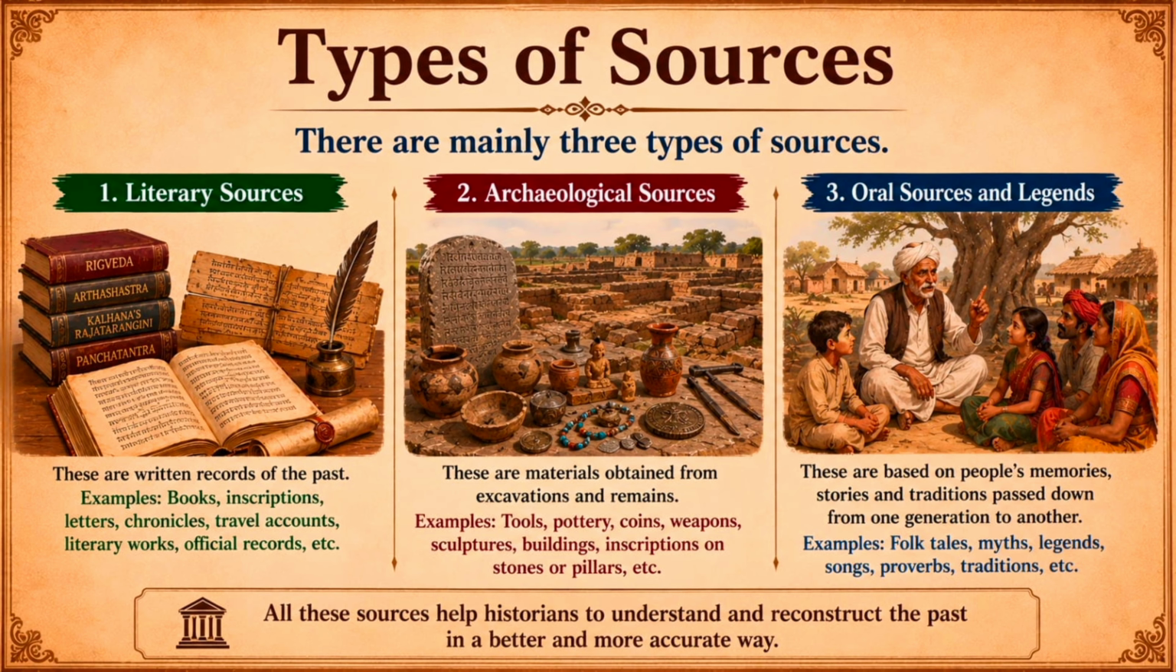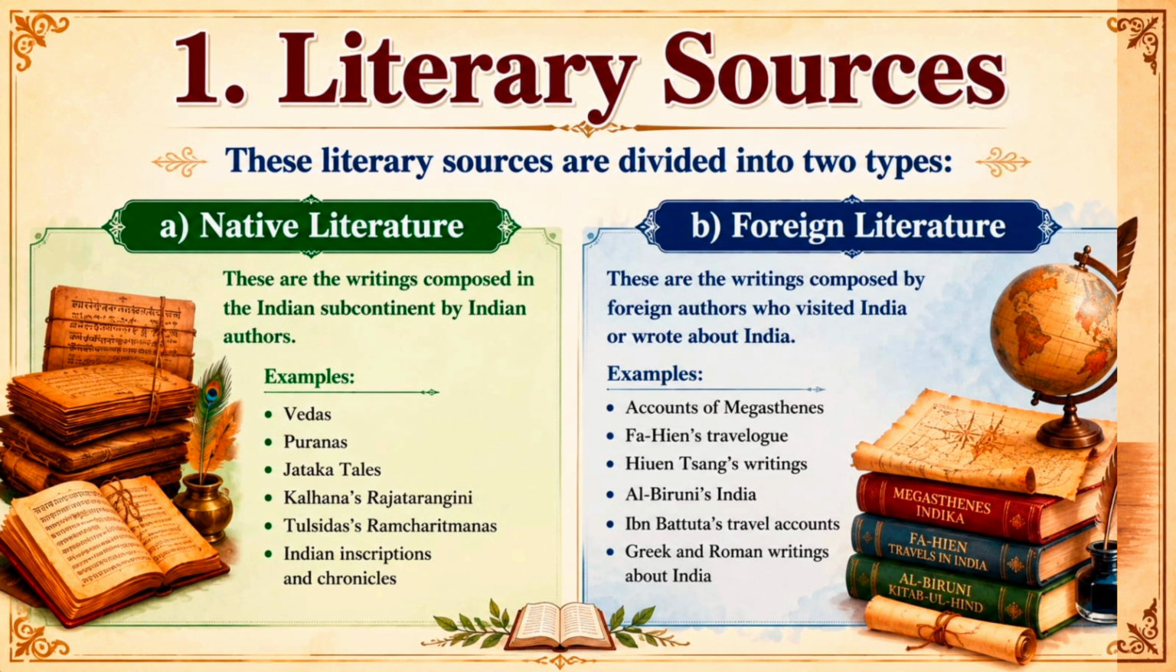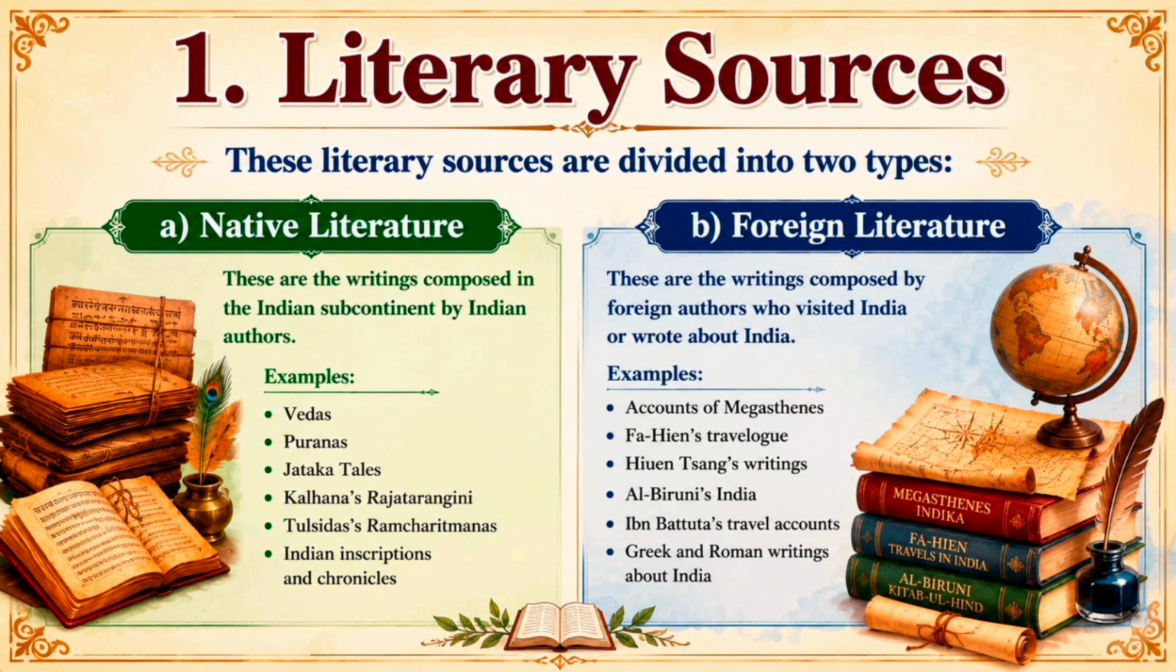Here come the types of sources. There are mainly three types of sources: literary sources, archaeological sources, and oral sources and legends. Now let us understand each one in detail. Literary sources. Literary sources are written records. They describe the life, culture and events of particular periods. These literary sources are divided into two types: native literature and foreign literature.